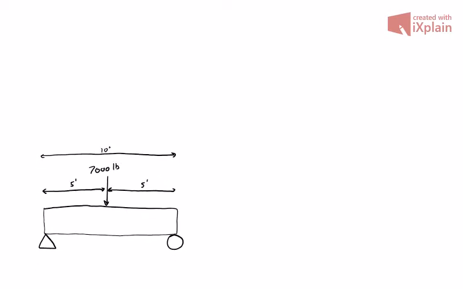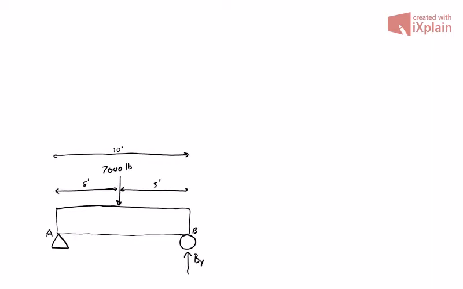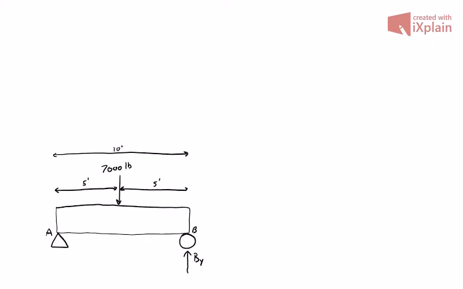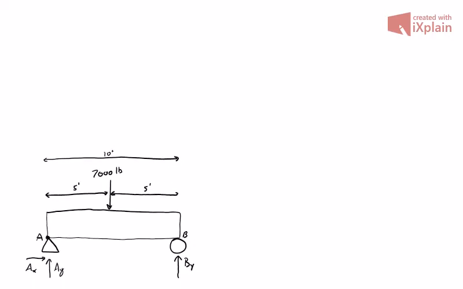So this is our point B and this is our point A. So point B is a roller support. Roller supports can only provide a force in the y direction. So on our roller support, we have our By that we'll need to solve for. For point A, we have a pin support. That's what the triangle is. So for a pin support, we can have both a force in the y direction and a force in the x direction.